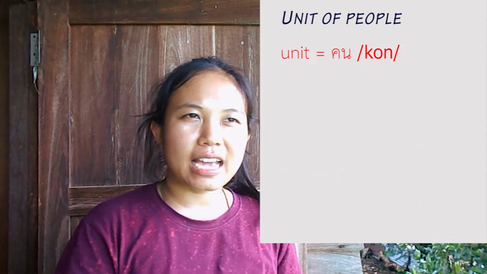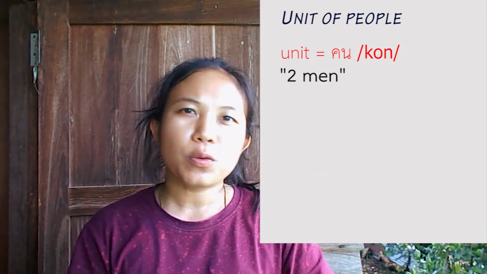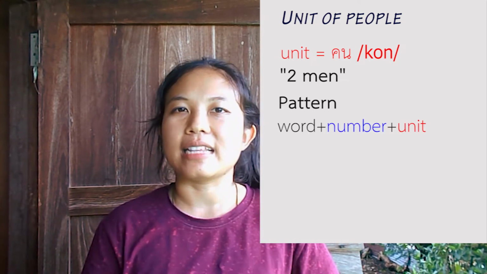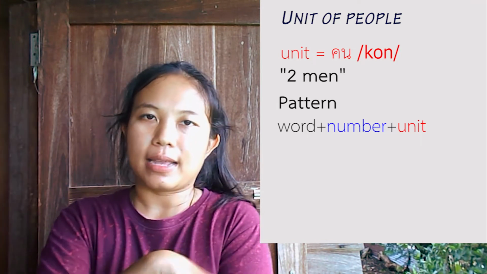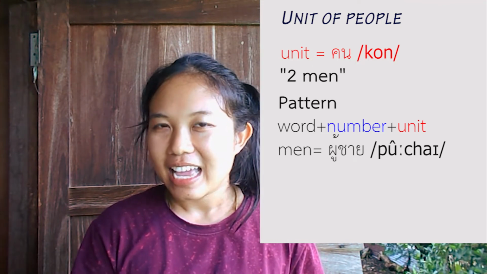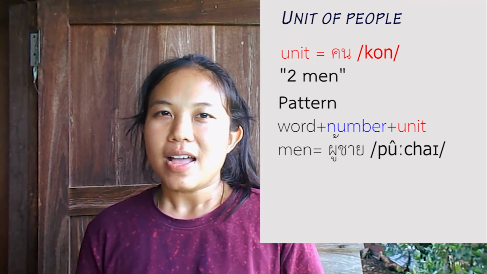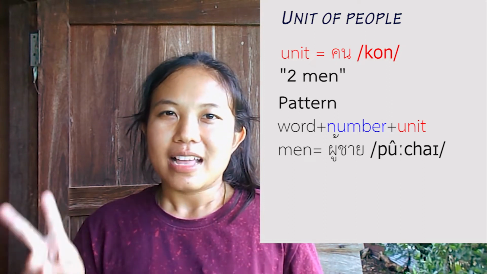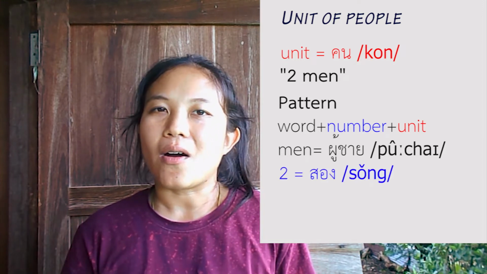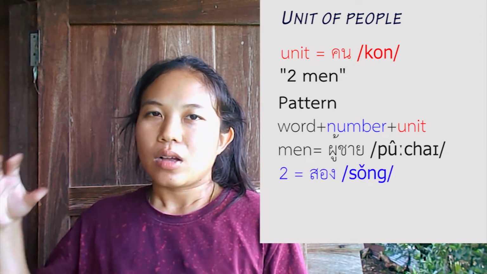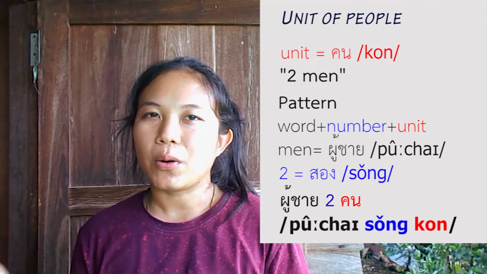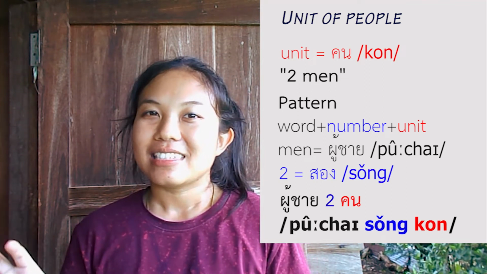And if I say 2 men, you can follow the pattern that I give you, that is the word and then the number and then the unit of the men. Men in Thai is ผู้ชาย and the number we want to talk about is 2. There are 2 men, so 2 in Thai is 2 and the unit of the men is คน. Then it will be ผู้ชาย 2 คน.